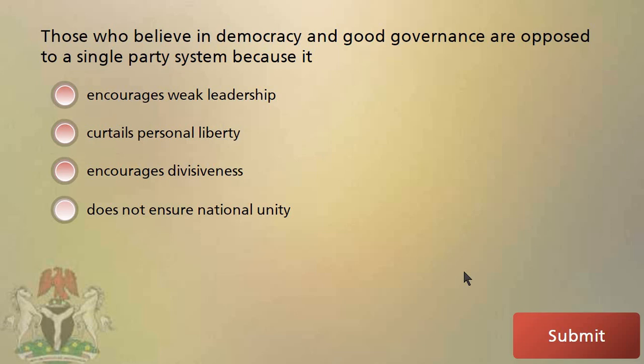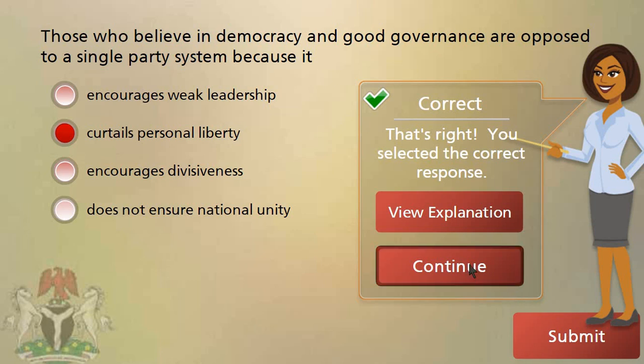Question 13. Those who believe in democracy and good governance are opposed to a single-party system because it: A. Encourages weak leadership, B. Curtails personal liberty, C. Encourages divisiveness, D. Does not ensure national unity. One of the disadvantages of a single-party system is that it does not encourage personal liberty or freedom. So the right answer will be B. Curtails personal liberty.